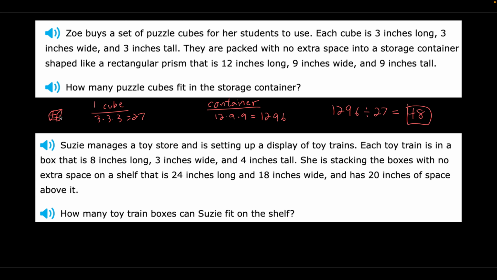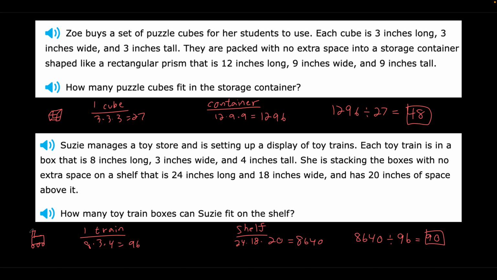Okay, for the first problem, here's my beautiful drawing of a cube. Here is the work. Final answer should have been 48. And for the second problem, here is my beautiful train drawing. Here is the work. Final answer should have been 90.